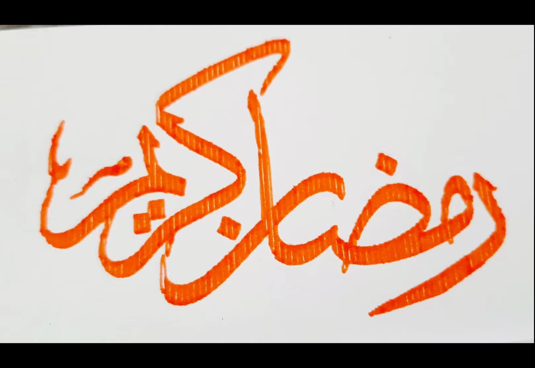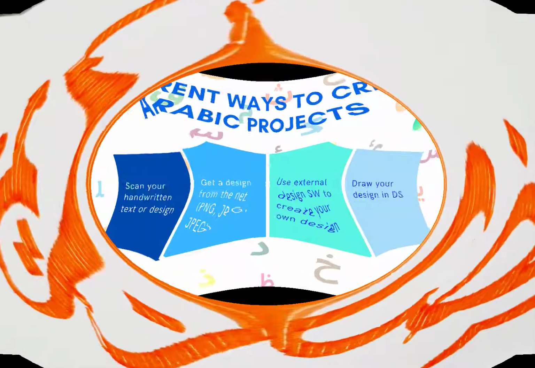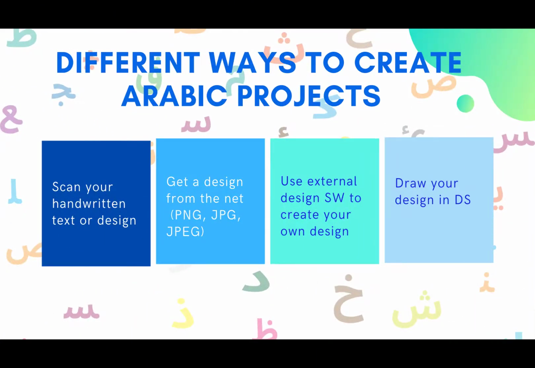Sometimes what people do, they just complete the coloring to make it look solid and unified. By this example, I came to the end of this tutorial, and as a recap, we saw four different ways of making Arabic projects.